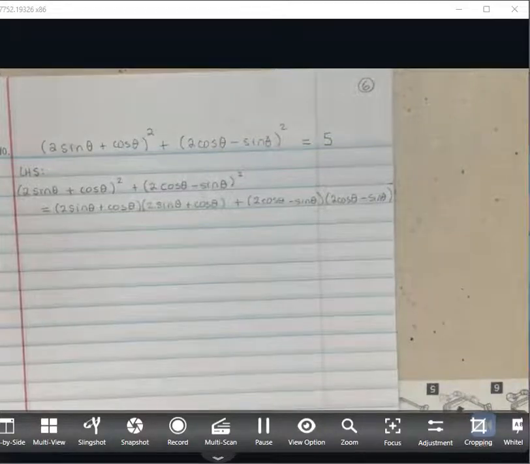I'm going to give you a minute to do it. I want you to FOIL those out. First times first, outside times outside, inside times inside, last times last. Multiply it out. On your mark, get set, go. What do you get when you take 2 sine of theta and multiply it with 2 sine of theta? 4 sine squared theta. We got you started. Keep going.